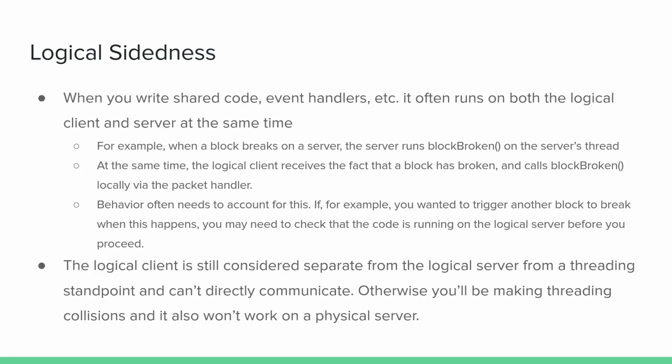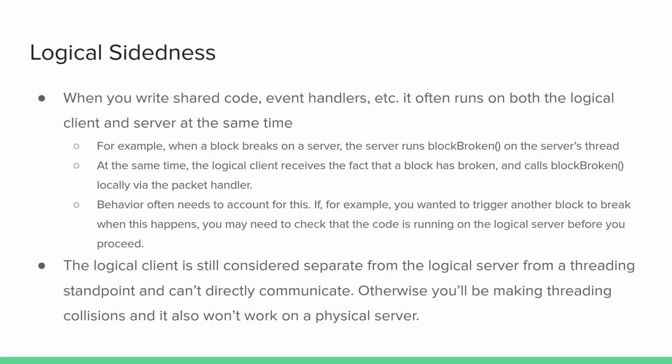Logical sidedness. When you write shared code, event handlers and stuff, sometimes it runs on both the logical client and the logical server. Like that right-click event that we just wrote, for the item, the override of that useOn method, that method runs on the logical client and the logical server. So the server will process it and then send any results to the client, and the client already right-clicked it on itself, so it will also run that method and do any processing. So you have to be a little bit careful when you do stuff like that.